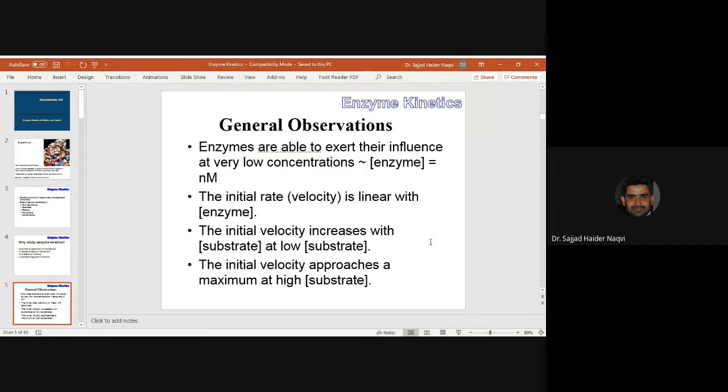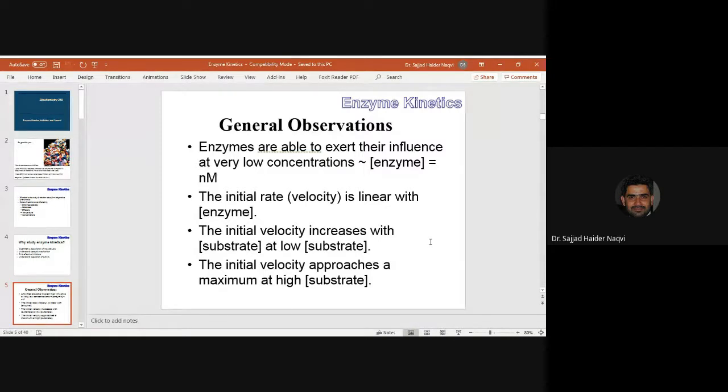When the reaction starts, as I said, we call it initial velocity. And gradually, the reaction velocity is going to increase until a point where it approaches the maximum point. That is what we call the maximum velocity, or the Vmax. And that Vmax will be achieved at a high substrate concentration. So I think this point is related to the previous point.